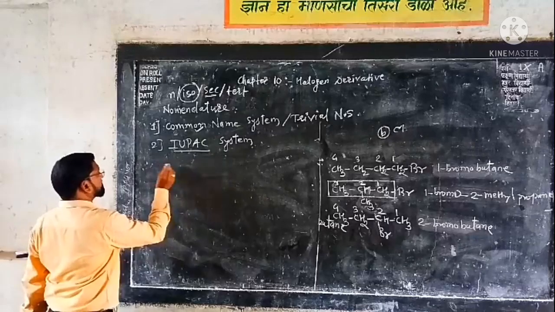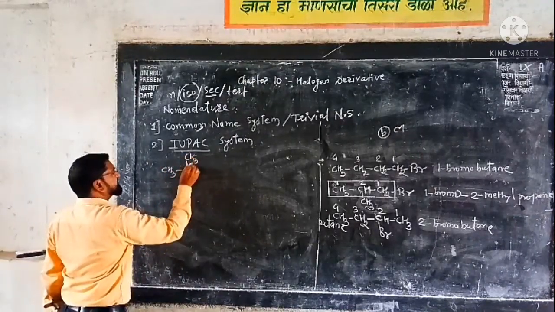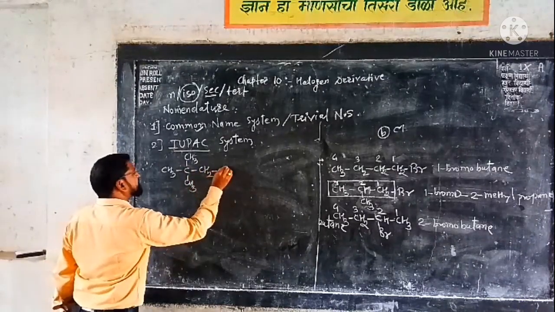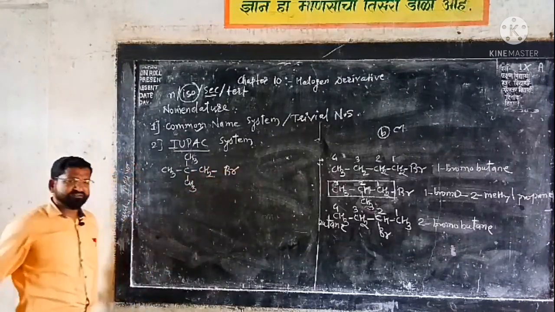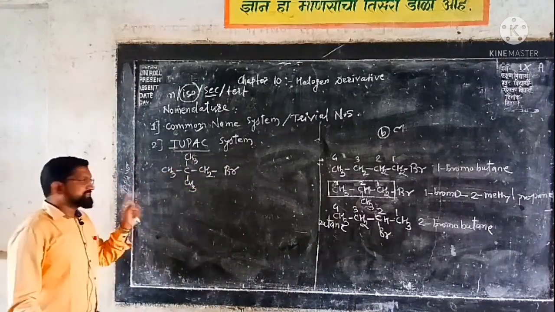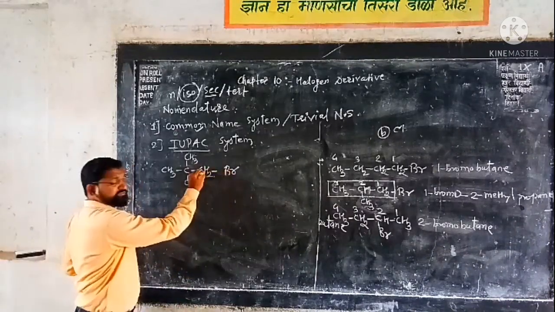Okay, see here. CH3, CH3, CH3, CH2 and Br. General example. Okay. Actually, it is the neopentyl bromide. Primary, secondary, tertiary. Of course, it is primary. Why? Because Br is attached to this one.